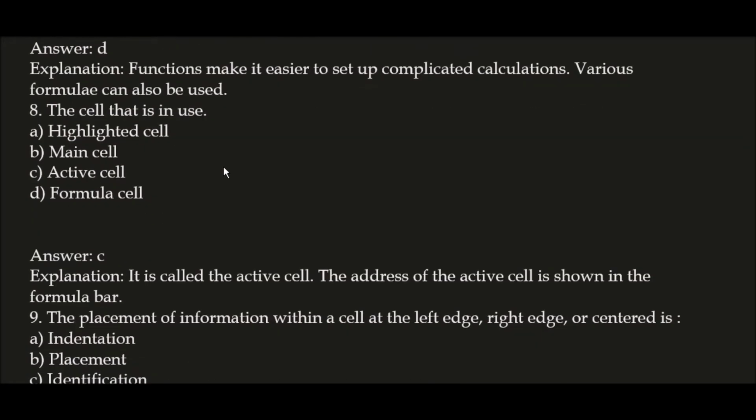Next question, the cell that is in use, option A highlighted cell, option B main cell, option C active cell, option D formula cell. Correct answer is option C active cell. The cell that is in use is called the active cell. Okay, because the address of the active cell is shown in the formula bar.